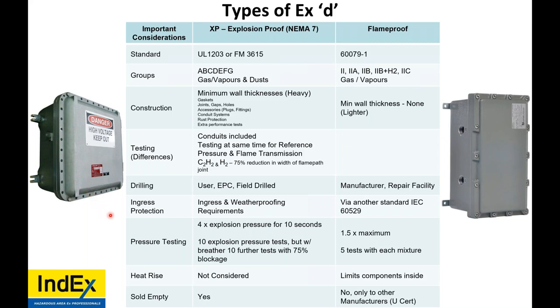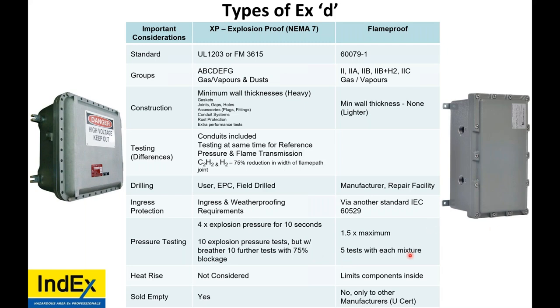Now, ingress protection. Everybody likes to say that ingress protection is not part of 60079. I disagree. The word and the standard is brought up very much, but the testing requirements are found in a different standard. For explosion proof, those ingress and weatherproofing requirements are part of the standard. Now, test pressure. Well, it's 1.5 times the maximum for flameproof, while it's 4 times for explosion proof for 10 seconds.